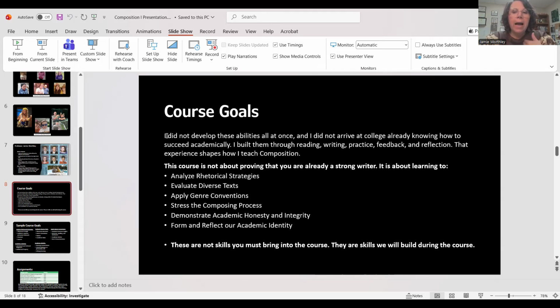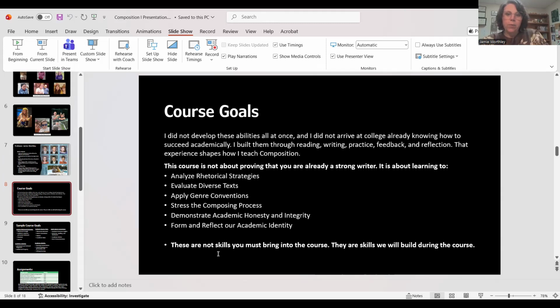And it started by saying me as the instructor, I did not develop these abilities all at once when I was a student. I did not arrive at college already knowing how to succeed academically. I built them through reading, writing, practice, feedback, reflection. That experience also shapes how I teach Comp 1. So I don't expect, this is what it says down here, these are not skills you must bring into the course. They are skills that you will build through the course.